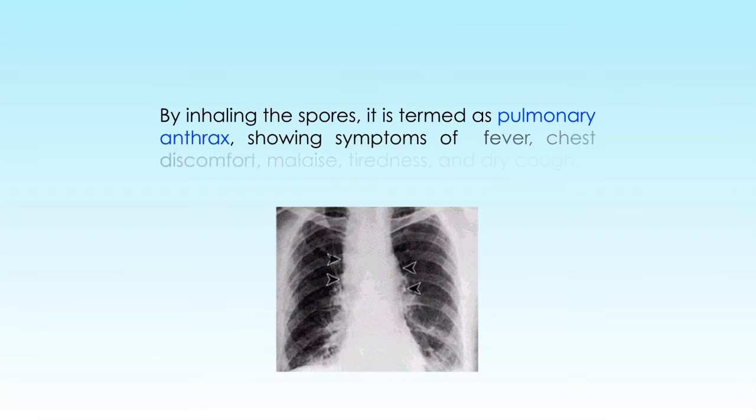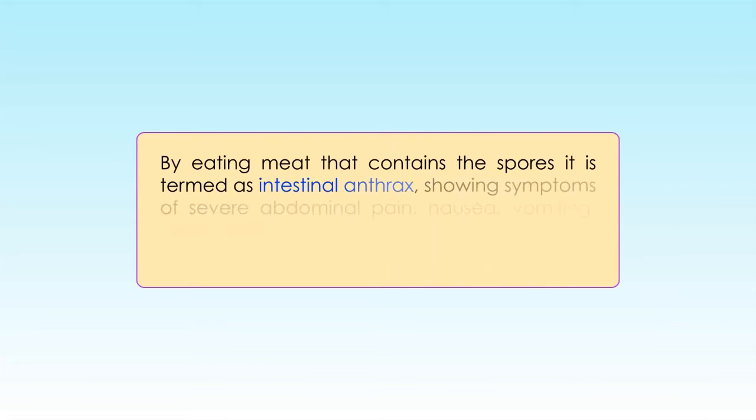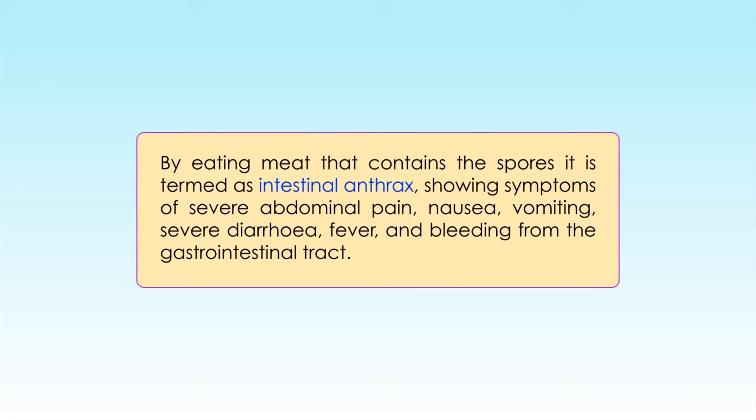Then by inhaling these spores, it is termed as pulmonary anthrax, which shows the symptoms of fever, chest discomfort, malaise, tiredness, and dry cough. Then by eating meat that contains a spore, it is termed as intestinal anthrax. And this shows the symptoms of severe abdominal pain, nausea, vomiting, severe diarrhea, fever, and bleeding from the gastrointestinal tract.